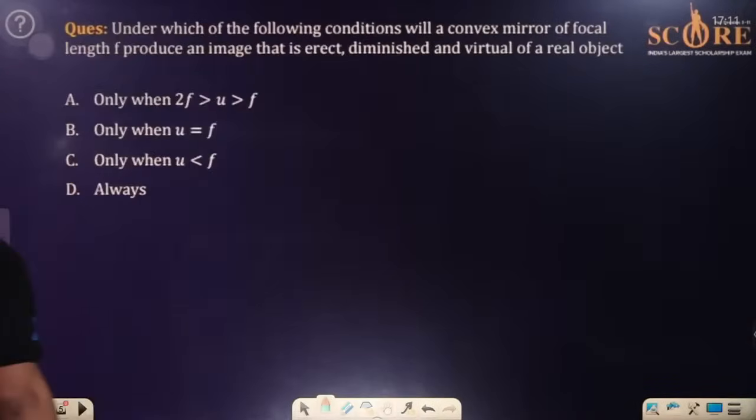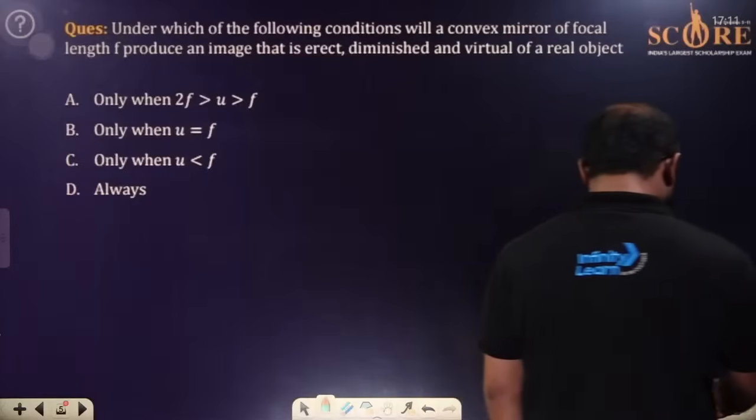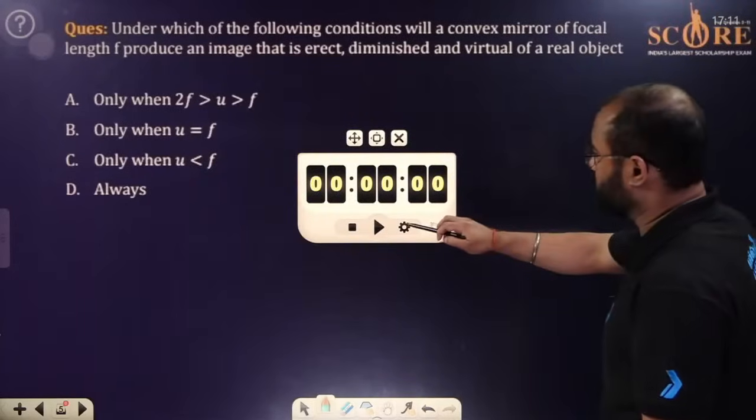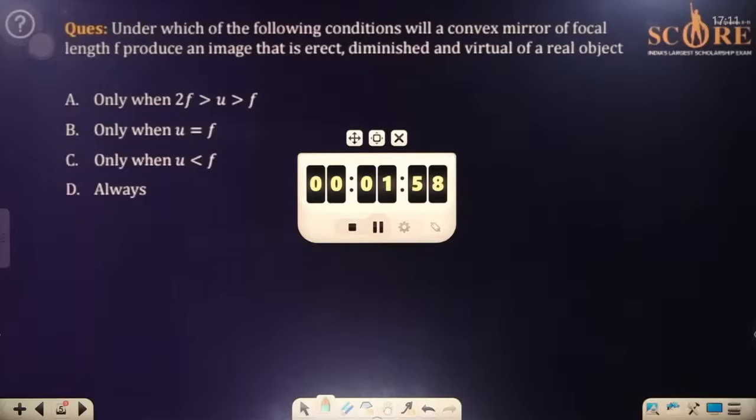Let us move to the next question, which is this. Again, it is also a very simple question. You don't have to bother much. Very simple question it is.